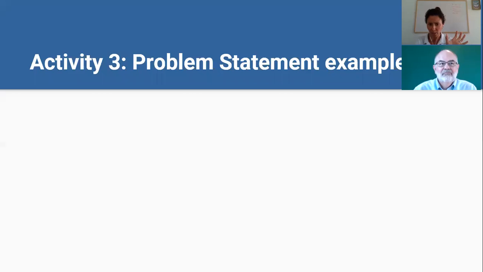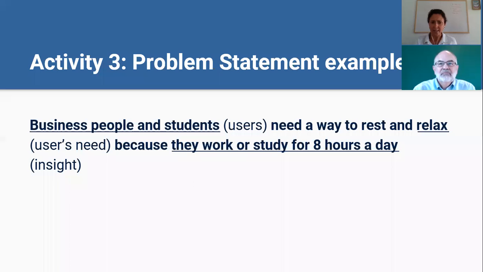So let me give you an example, so then it's clear what we mean by this. One example could be business people and students. Those are our users. In this example, if we think about us being a nonprofit focusing on health and well-being, as I said before, business people and students need a way to rest and relax. That's their need, because they work or study for 8 hours a day. That's the insight. That's what we find out through our interviews and the exercise with the map.